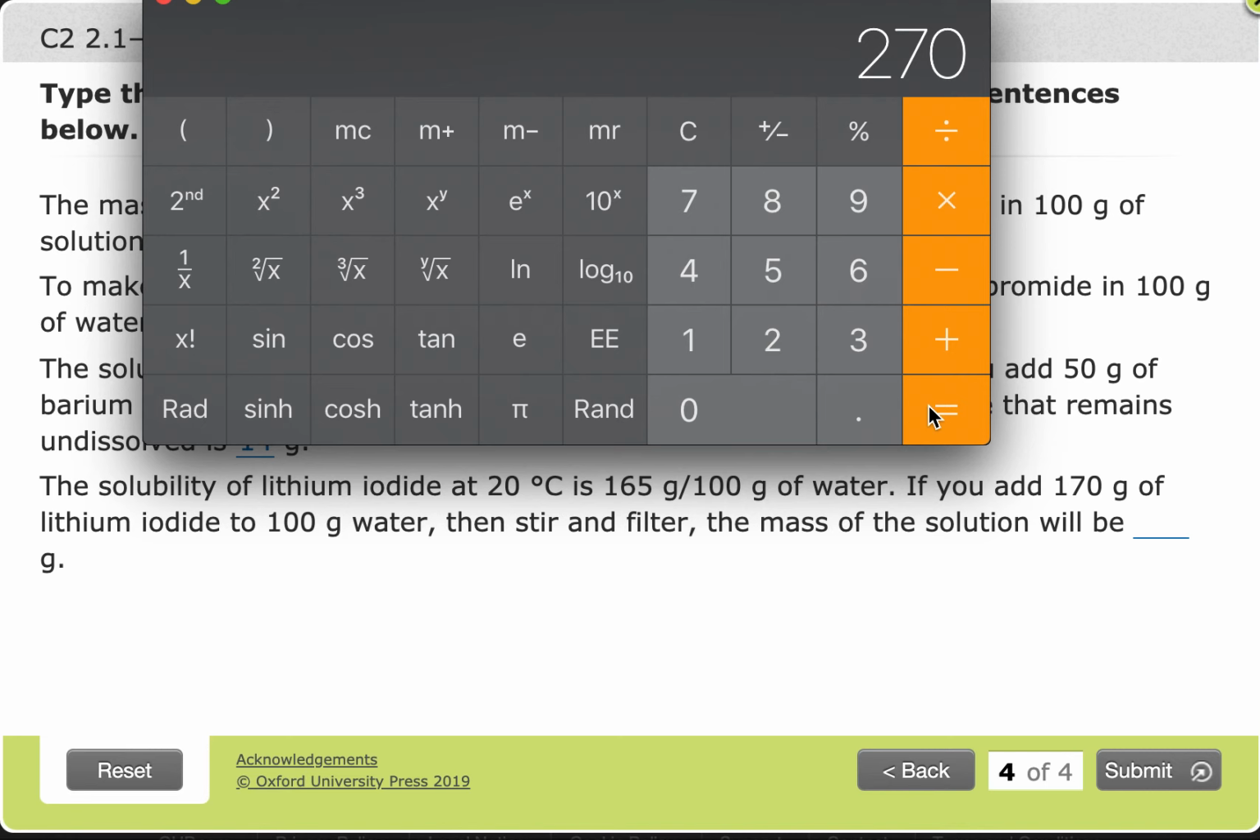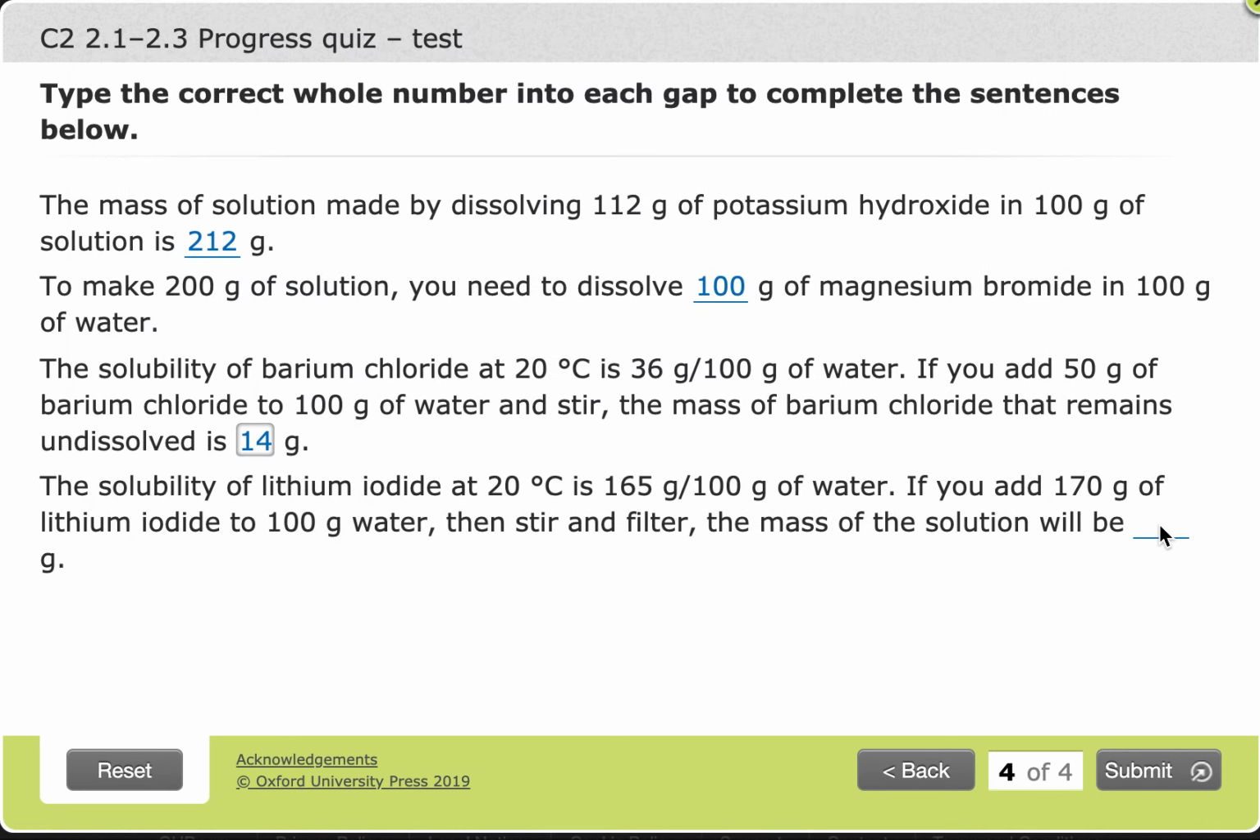What we're going to do here is we're going to stir it to make sure as much dissolved as possible, and then we're going to filter it. Now we have to check here, how much are we going to filter out? Well, we're going to filter out anything which does not dissolve. Well, how much doesn't dissolve? We've got 170 grams and our solubility is 165 grams. So that means there's going to be 5 grams which are filtered out. So we're actually left with 265 grams as the mass of our solution.